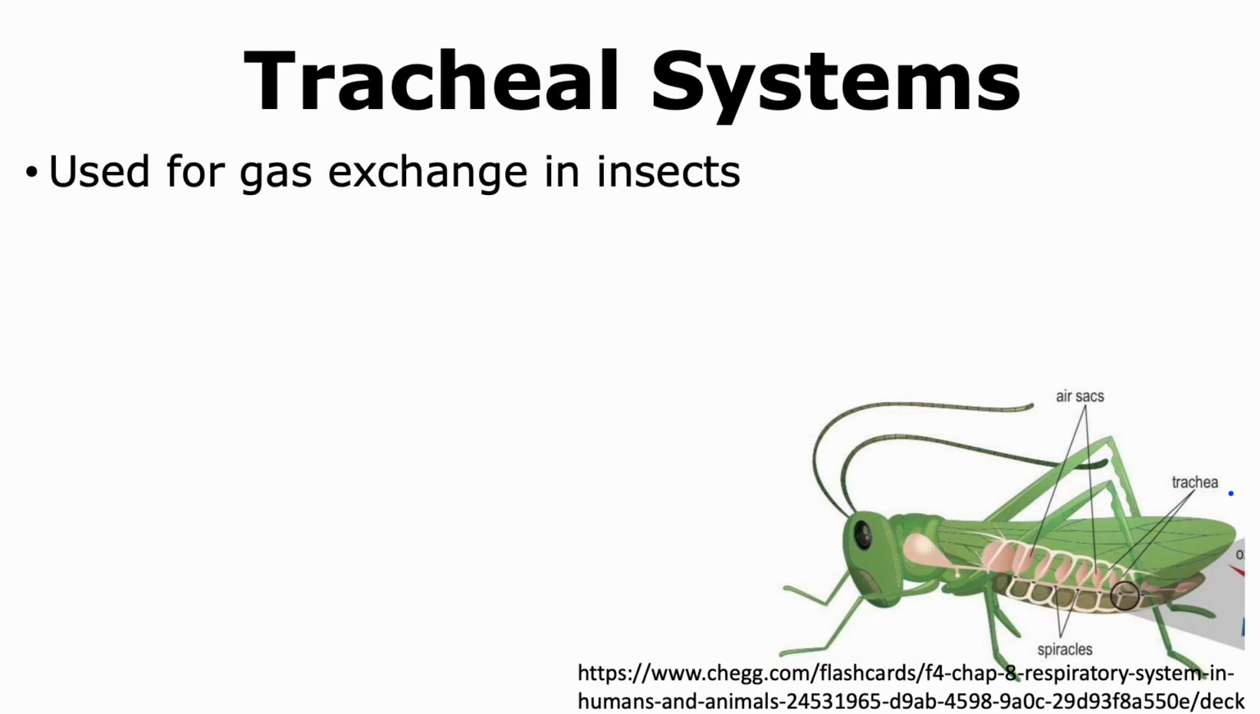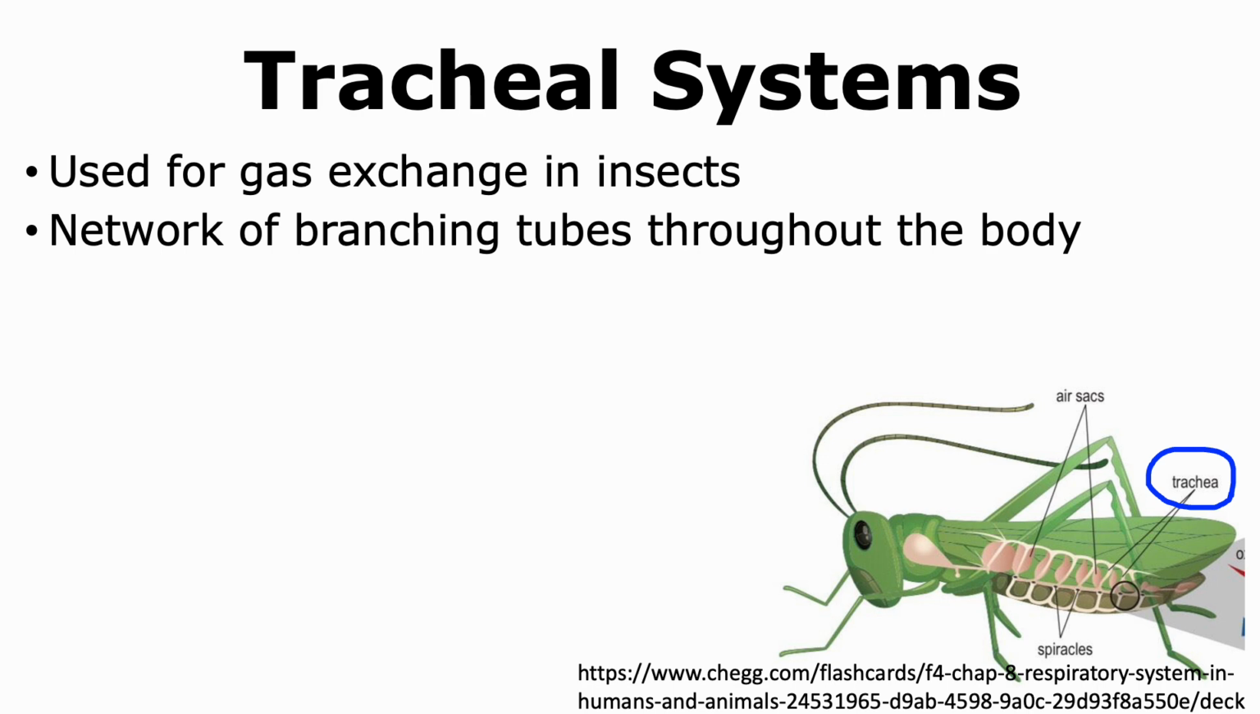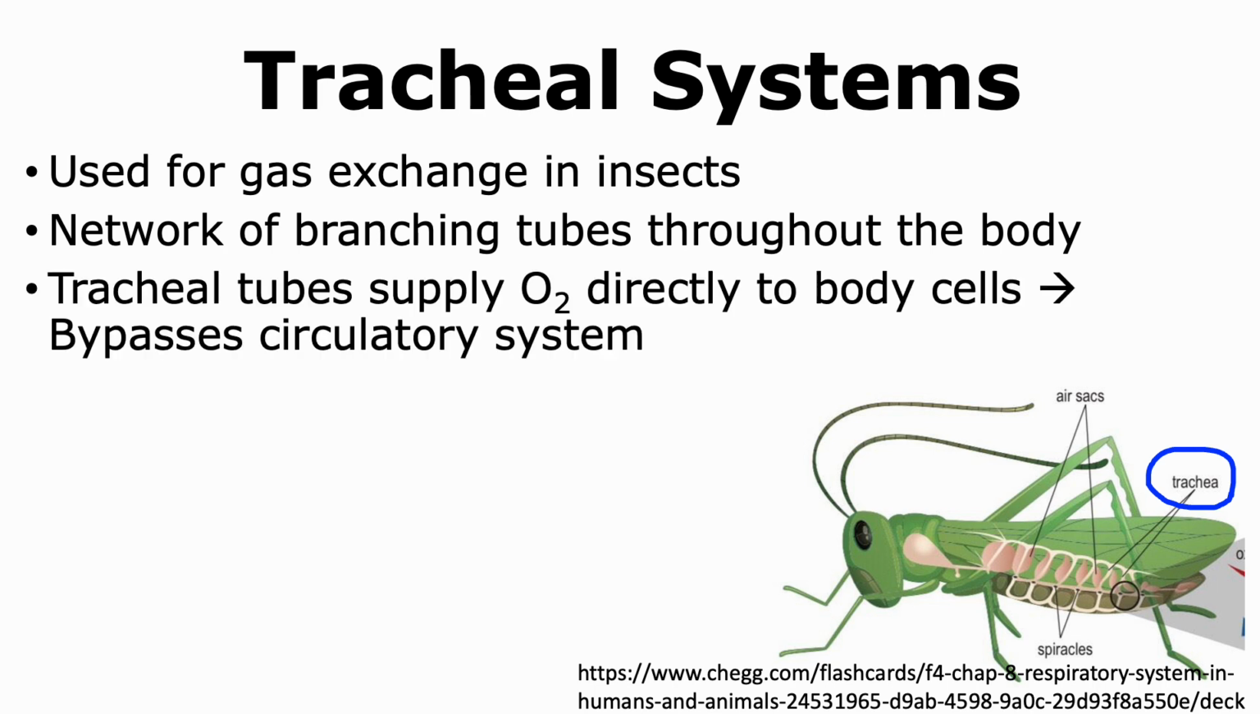Insects are completely terrestrial animals, and they use tracheal systems for gas exchange. The tracheal systems are a network of branching tubes that are present throughout the body. These tracheal tubes are able to supply oxygen directly to the body cells, and hence they bypass the circulatory system. Thus, there is no need for an entire network of blood vessels to be there surrounding the tracheal tubes. And it should be remembered that in the case of insects, they don't even have a closed circulatory system. Their circulatory system is open.